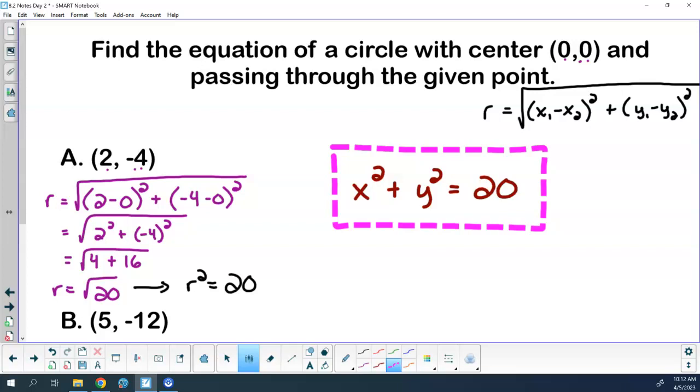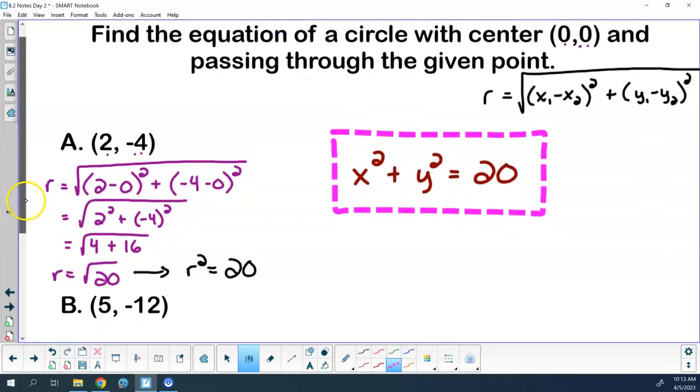Okay? You now try letter B. Find me the equation of the circle that has its center at 0 comma 0 and passes through the point 5 comma negative 12.